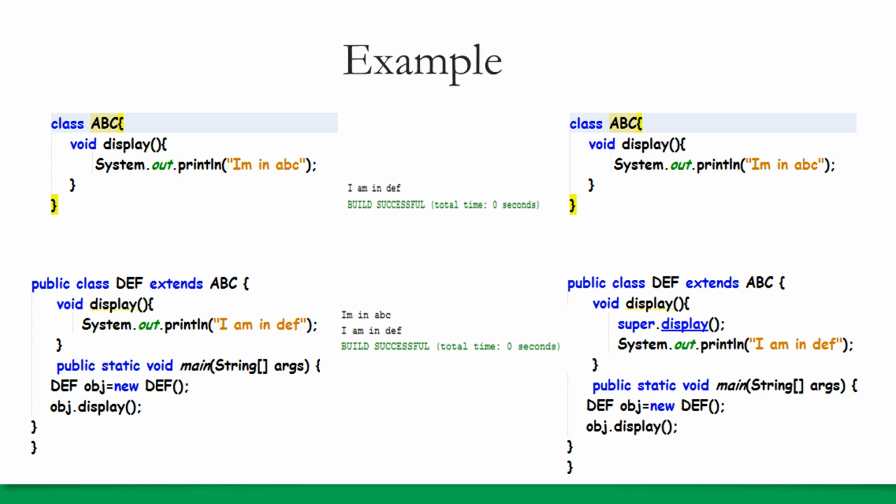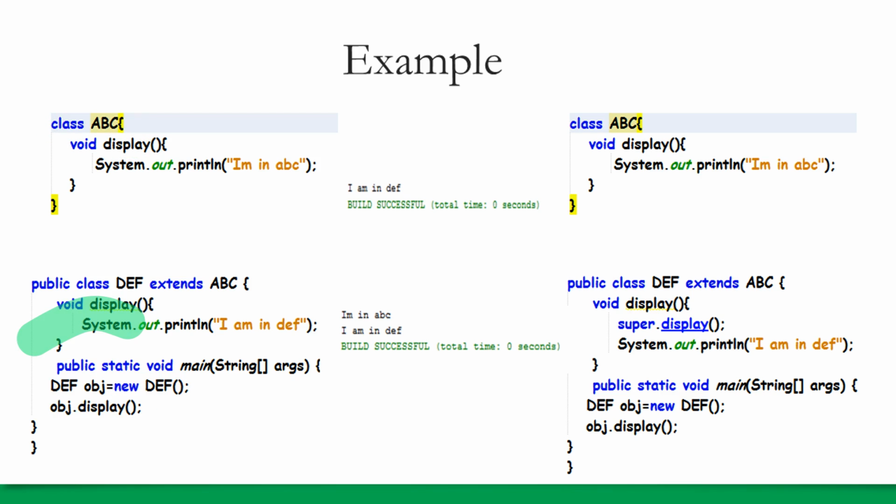Here I have class ABC and here I have class DEF. DEF is extending, or you can say inheriting, class ABC, so it will acquire all the states and behaviors of class ABC. And now there is a same-name function display in ABC as well as in DEF. If we try to create the object of DEF and access the behaviors of ABC and DEF, then if I try to access the display function, which function needs to be called? This display function or this display function?